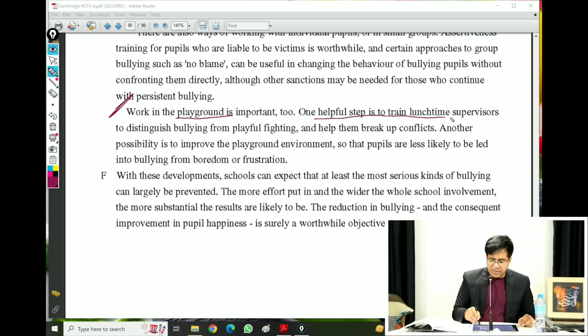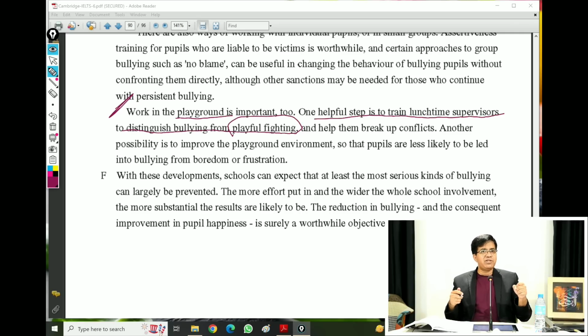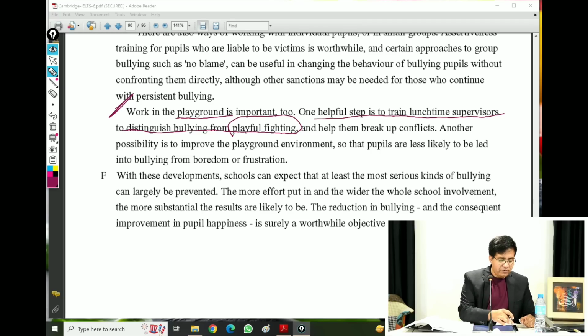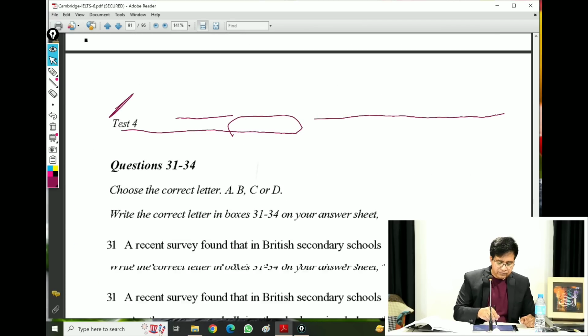Work in playground is important too. One helpful step is to train lunchtime supervisors to distinguish bullying from playful fighting. You know, sometimes children are playfully fighting. They are not actually fighting, it's playful fighting. प्यार से थप्पड़ मार दी. Okay. So the answer is playful fighting. Well done.